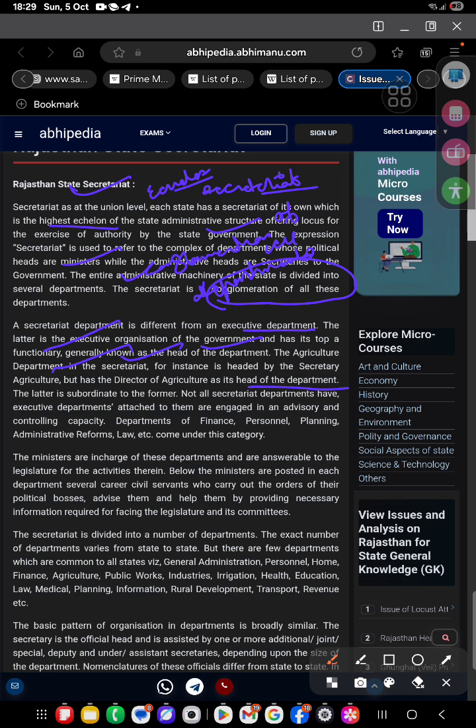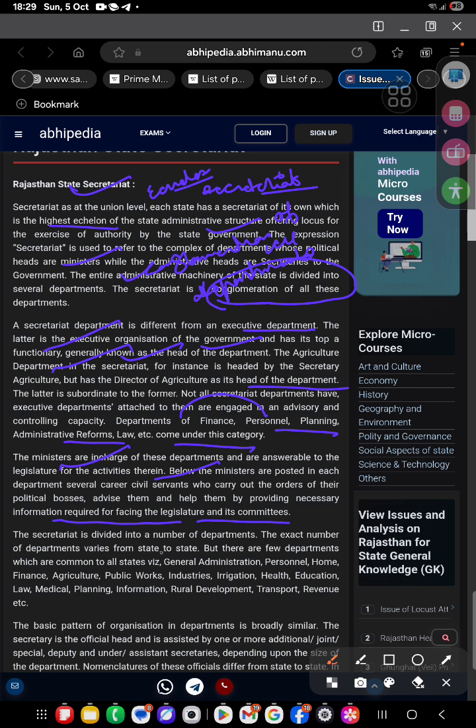Not all secretariat departments have executive departments attached to them. Some are engaged in an advisory and controlling capacity. The departments of Finance, Personnel, and Administrative Reform come under this category. The ministers in charge of these departments are answerable to the legislature, and below the minister, posted in each department, are several career civil servants who carry out the orders of their political bosses, advise them, and help them by providing necessary information for facing the legislative committee.